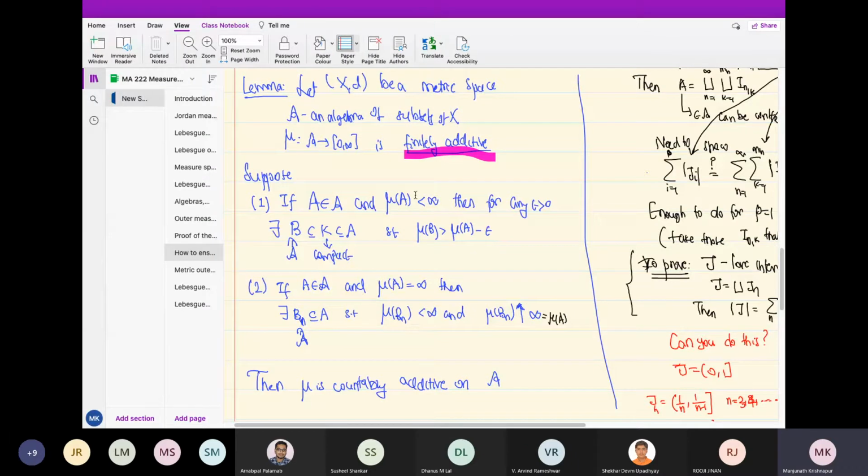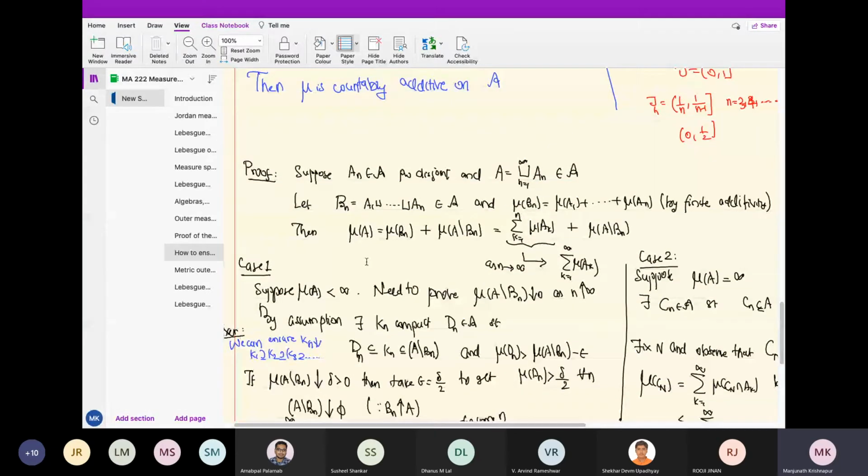Second is if you have a set of finite measure, then given any epsilon, you can sandwich like this: one compact set contained in A, which contains a set in the algebra B, such that the measure of B is very close to the measure of A, within epsilon of it, not too small. So these are the conditions we have to check, then we are done.